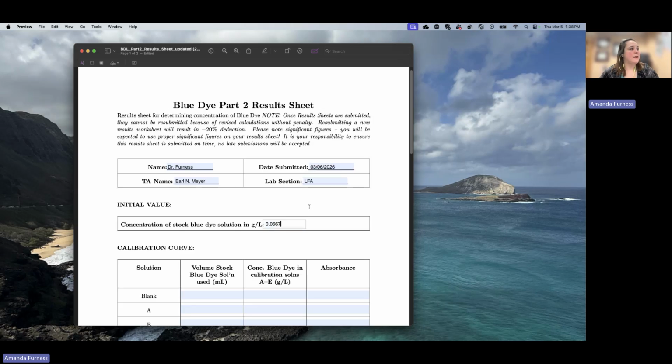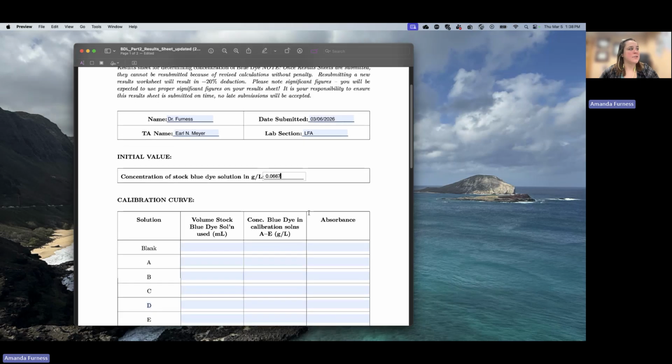Then we'll go and fill out the initial stock concentration. This is what you should have written down. This may have been different between week 1 and week 2. Your TA probably wrote this on the board, but this was on the bottle that was in the hood. I am making these numbers up, so please do not use the numbers that I am using. I'm just doing an example, so this value will be different depending on what section you were in, okay? If you don't have this value, you might need to reach out to your TA to see if they happened to write it down for you.